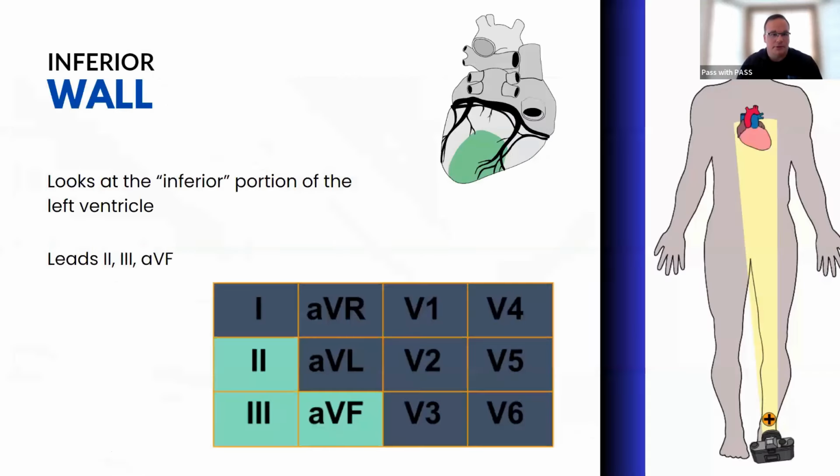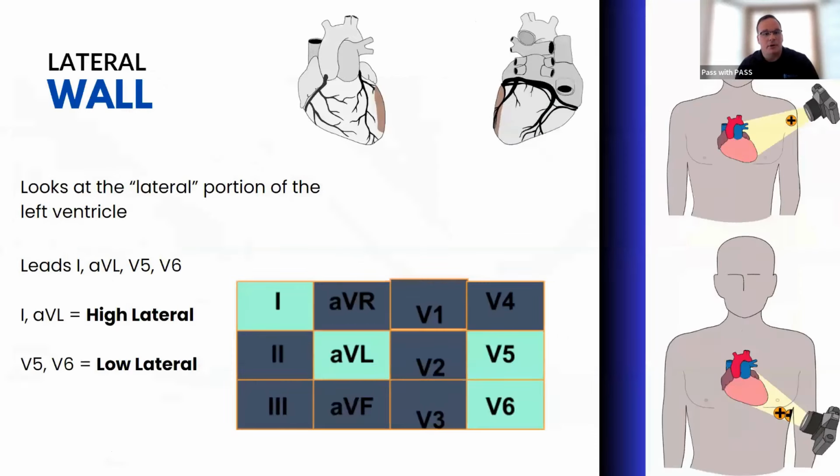So lead views. The inferior wall looks at the inferior portion of the left ventricle, leads 2, 3, and AVF. It's like I was taking a picture from the patient's left foot up near the bottom of their heart. The lateral wall looks at the lateral portion of the left ventricle, so the outside wall of the left ventricle. That's achieved through leads 1, AVL, V5, and V6. 1 and AVL look at your high lateral wall. V5, V6 look at your low lateral wall.